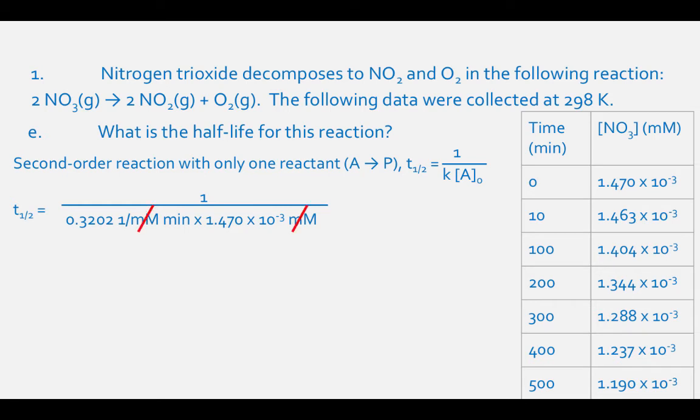The millimolar cancels out. Our half-life comes out to be 2,124, and for the units, all we are left with is 1 over minutes, which equals minutes.